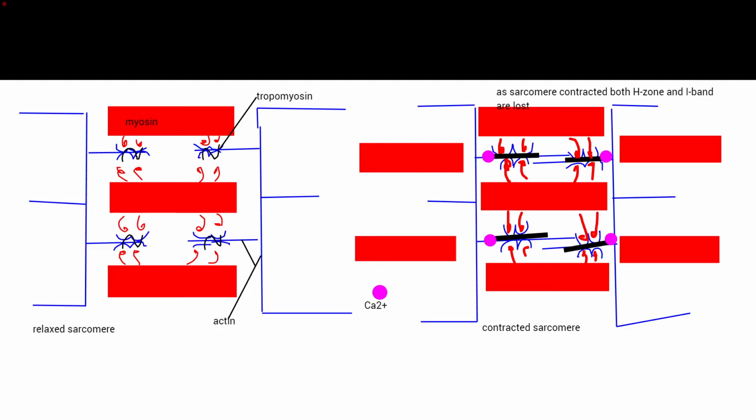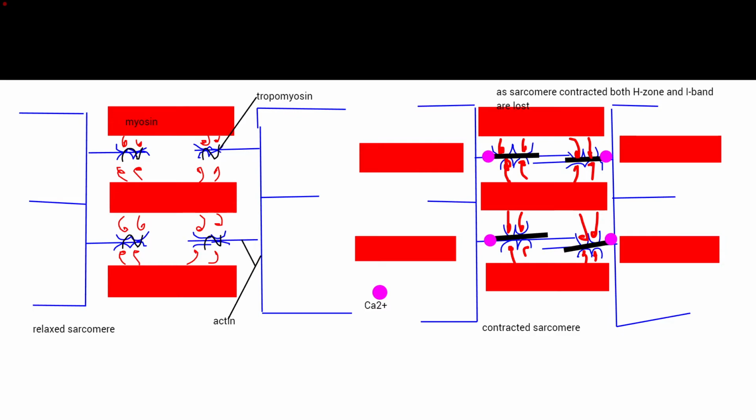Okay. This is my relaxed sarcomere. You can see the clear A band, H zone, I band, all of that. My binding sites are covered with the protein called tropomyosin. Calcium comes in, attaches to troponin. That shifts the tropomyosin out of the way. The binding sites are available. The myosin heads attach and bend, and that's our contraction.